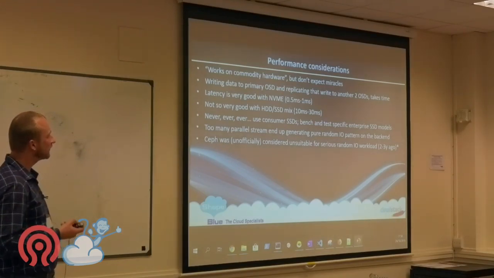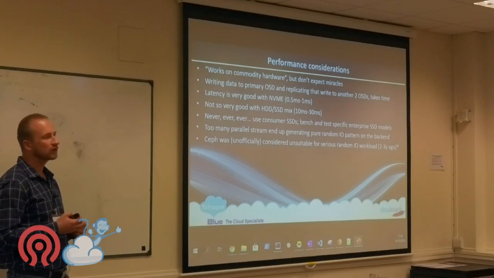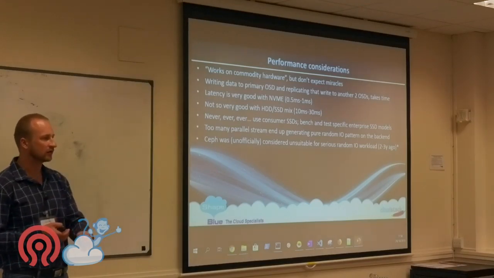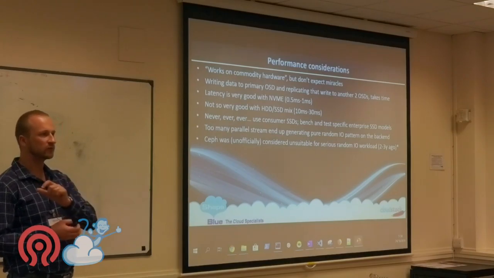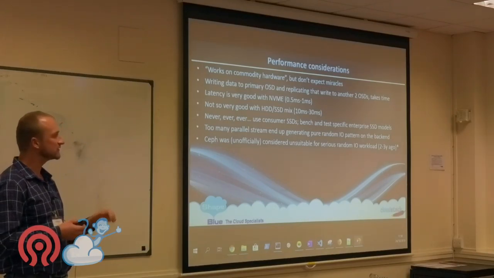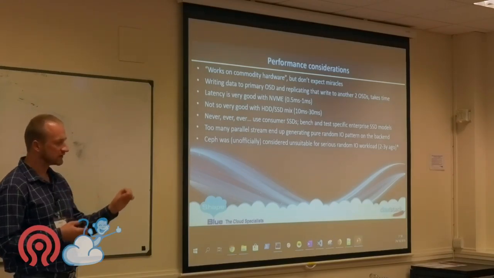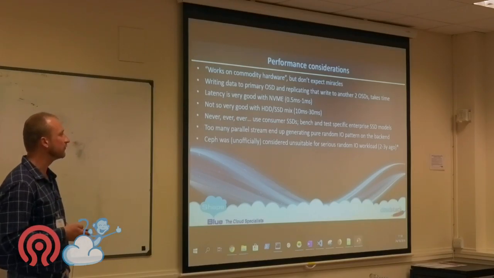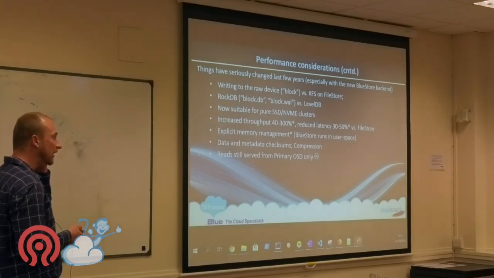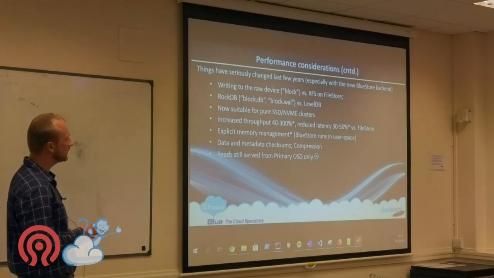Also, Ceph was unofficially considered unsuitable for any serious random IO workload until maybe 2-3 years ago. This is backed up by checking reference architectures from Red Hat and Quanta Technologies or other vendors, where they have all the benchmarks with sequential performance, which are awesome, and then all the vendors are missing any kind of random benchmarks. Even the Quanta Technology reference architecture document said that Ceph is not yet considered suitable for random IO. But that was like 3 years ago. Things have changed considerably with the introduction of BlueStore and many other improvements in the last 2-3 years.